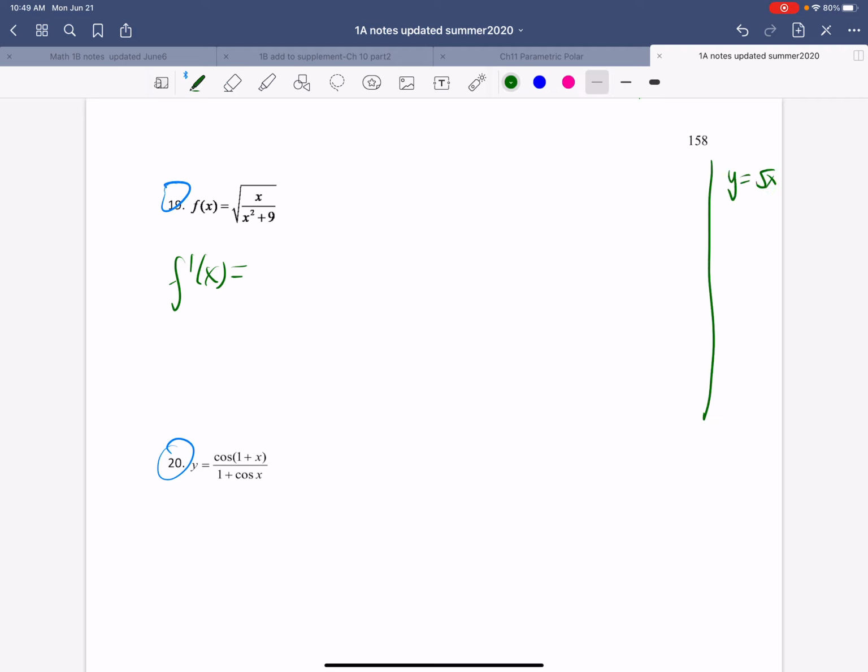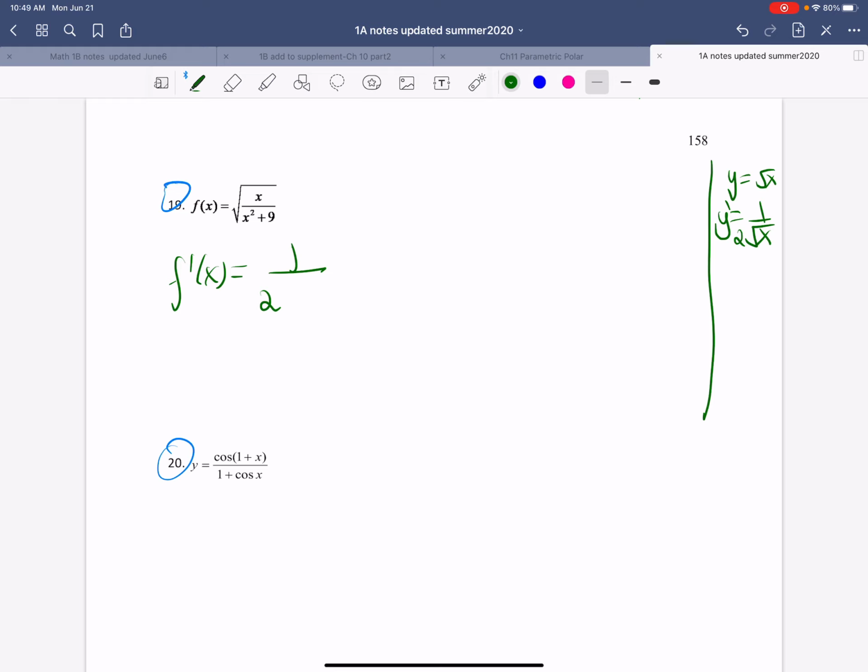If y is square root of x, y prime would be 1 over 2 root x. Why do we do that? Because x to the power 1/2 comes in the front, and then we reduce the power by 1, and that becomes a negative 1/2 exponent for x, and we can bring it to the denominator and make it positive. f prime of x would be 1 over 2 square root of x.